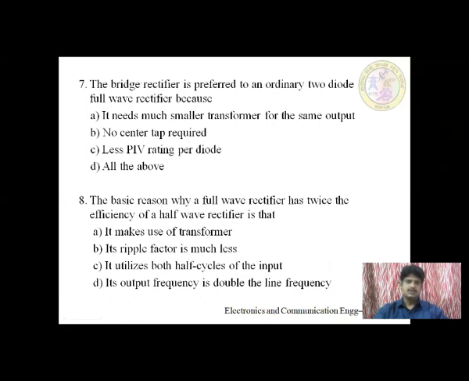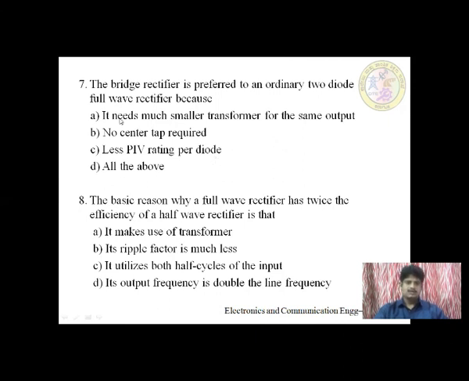Okay, next question. The bridge rectifier is preferred to an ordinary two diode full wave rectifier because. So it is asking the reason. What is the reason for preferring the bridge rectifier over the ordinary two diode full wave rectifier? Options given are, it needs a much smaller transformer for the same output, no center tap required, less PIV rating per diode, and the fourth one is all the above.